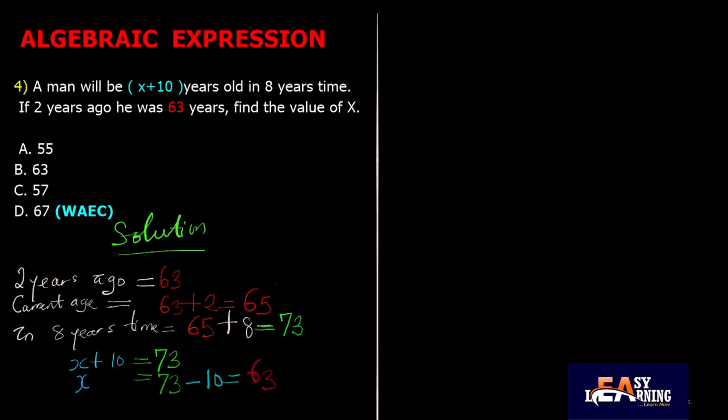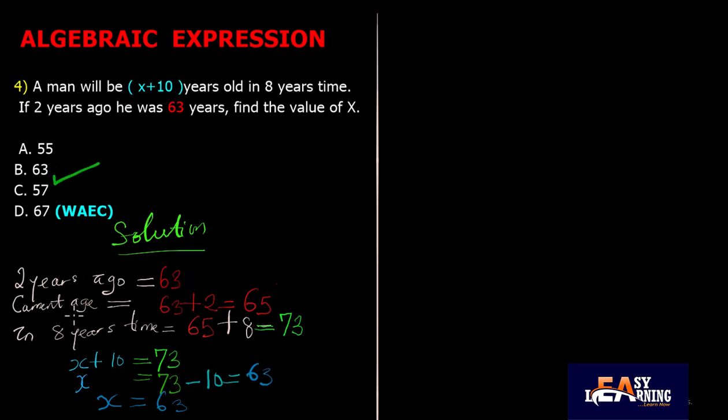So we can now say that x is equal to 63. All right, checking our options, which option has 63? Of course, option B.